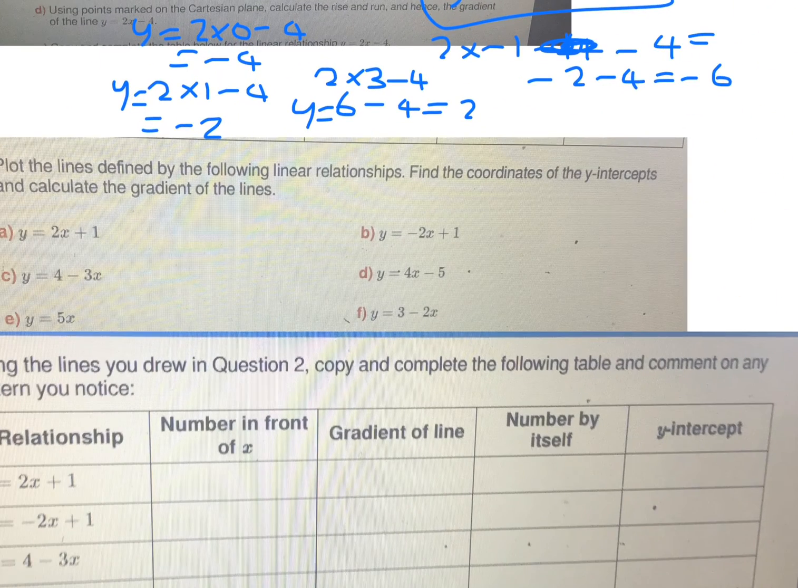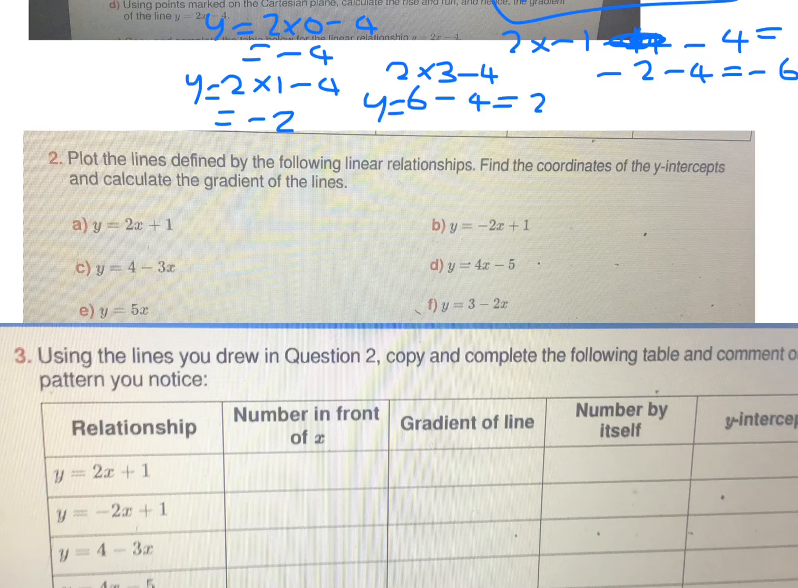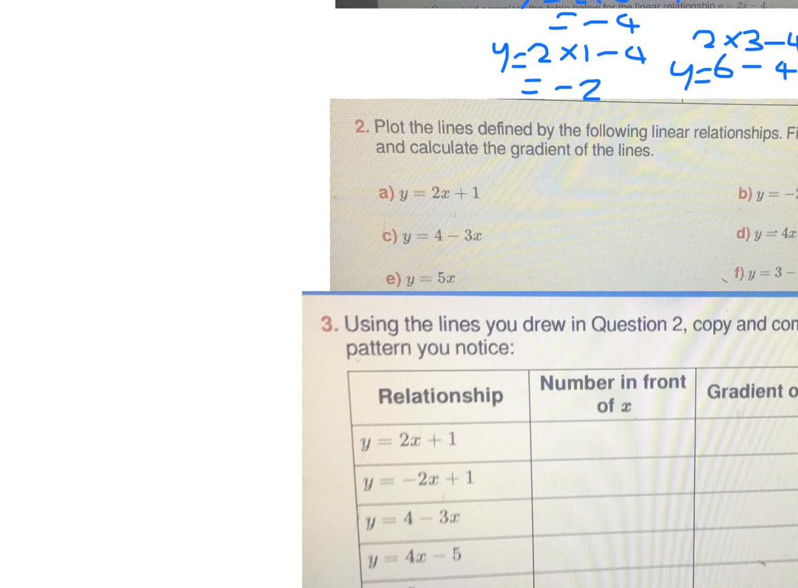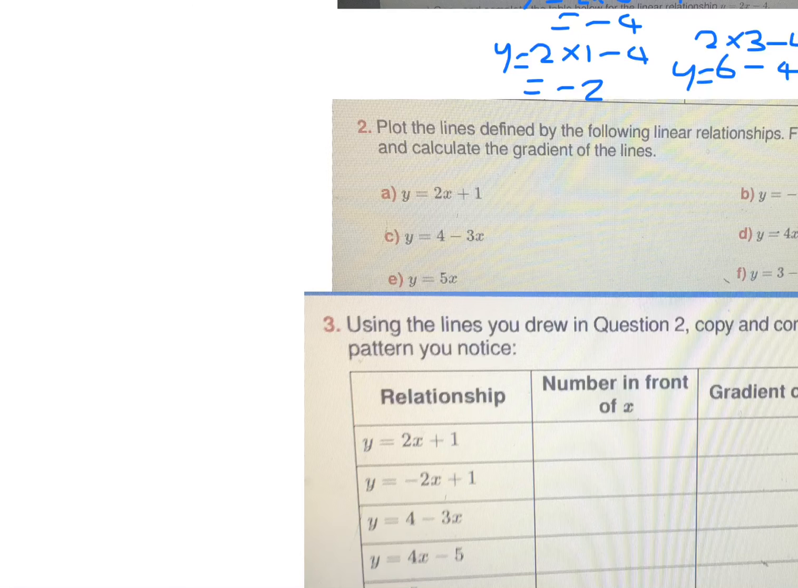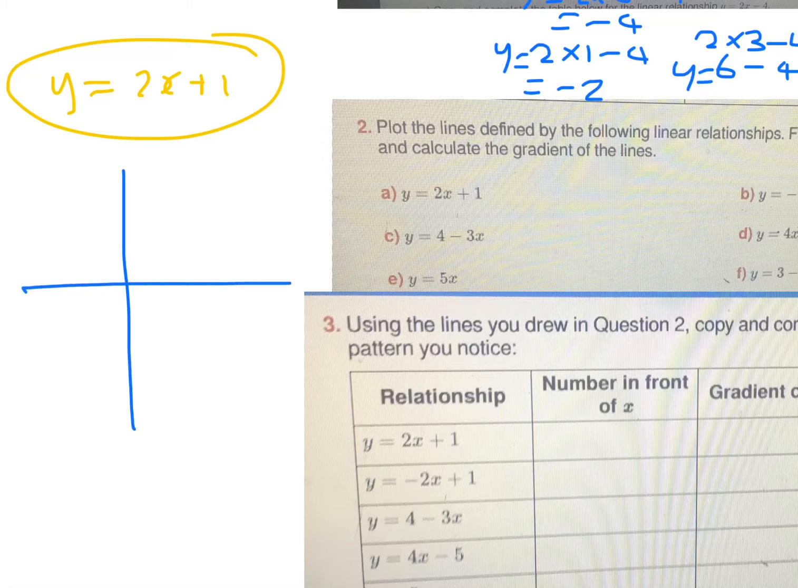Okay, so if you look at these here, what we're going to do is plot the lines, define the linear relationships, find the coordinates of the y-intercept and calculate the gradient. Now, I'm not going to do that using a table of values, because we can do it in another way. And that's kind of what I want to show you.